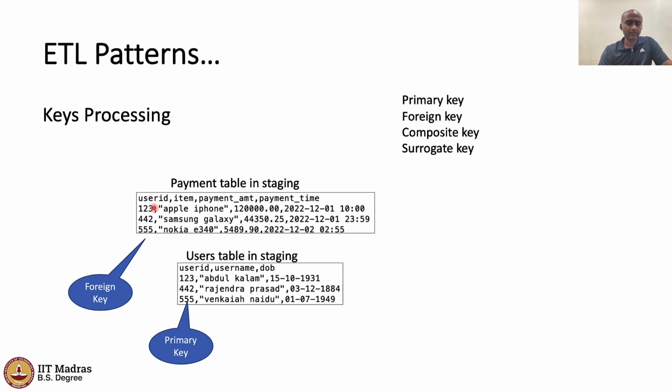Anybody who looks at these two tables will understand it's Mr. 8 PDF Tulkanam who bought his Apple iPhone on December 1st, 2022. Well, obviously, that's absurd. That's not true. But let's go with this hypothetical example.